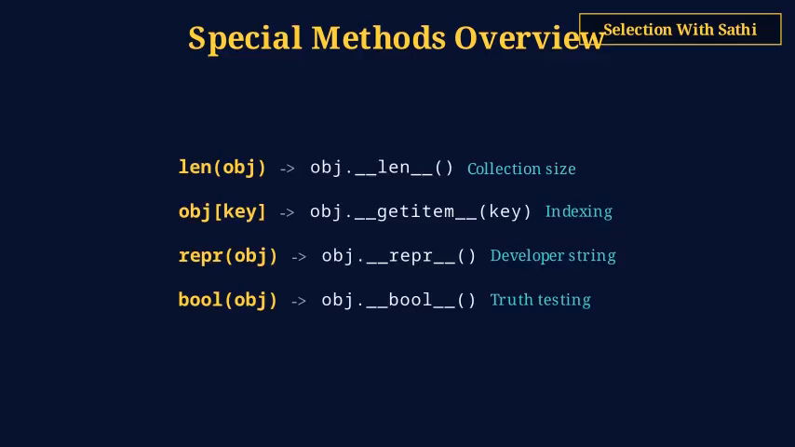For example, when you write len of obj, Python actually calls obj.__len__(). When you write obj[i], Python calls obj.__getitem__ with i. By implementing these methods, your objects behave like built-in types.